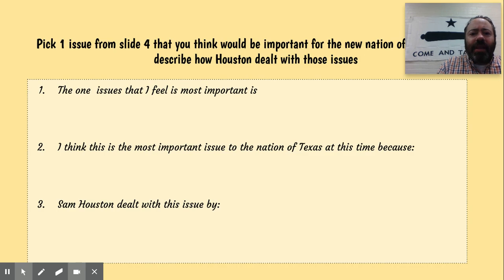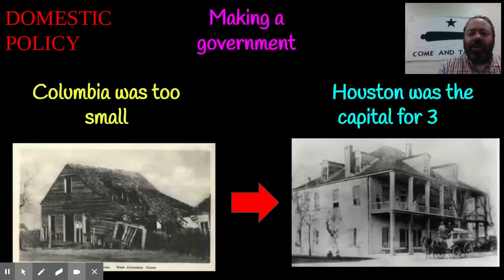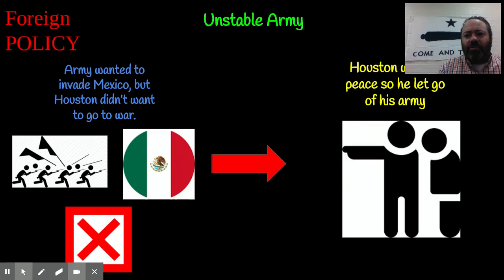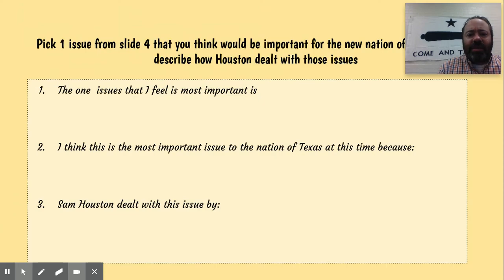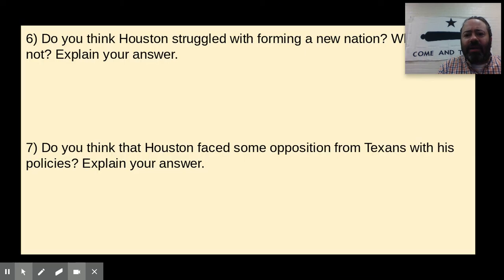He wanted peace. And then on this one, what you're going to do is answer these questions. The one issue I feel is most important is, and you can go back to these issues right here, and you can pick one of those. And then here's how he stood on it. And then you just go through, and then we have 4 and 5. You'll read this about Sam Houston, the best way to deal with the Indians. And then you have 7 questions total that you'll deal with. And it's all about Sam Houston. Okay.